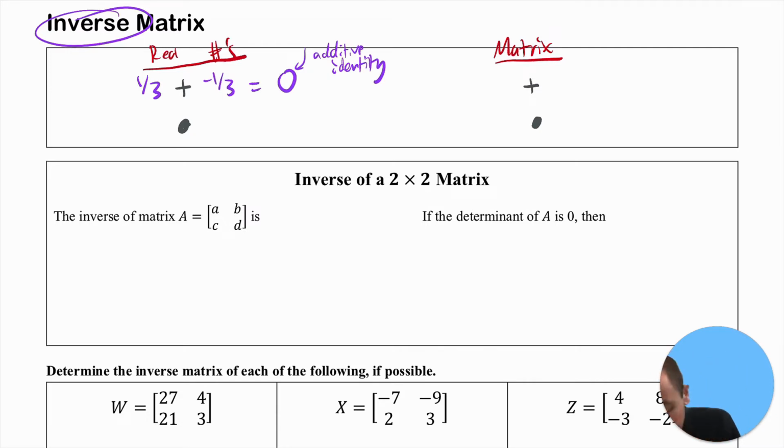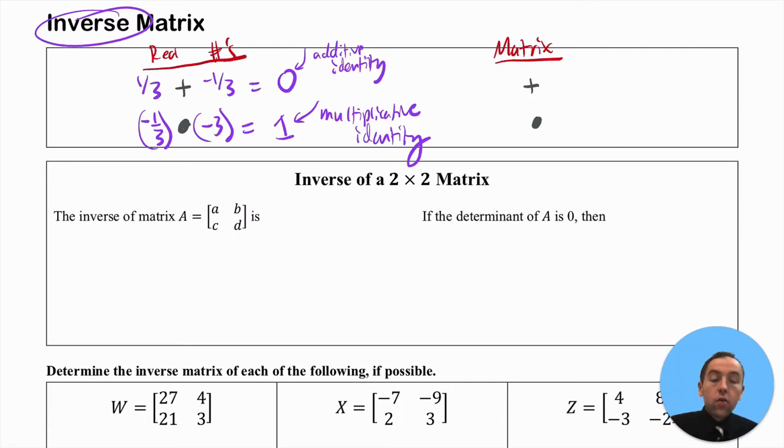However, when you multiply, if I were to take, let's say, negative 1/3, then I would want to multiply it with its reciprocal, which is -3, which gives me +1 as an answer. And that is what we consider to be the multiplicative identity when we're talking about real numbers. So that's our two examples of the inverse property with real numbers, one with addition and one with multiplication.